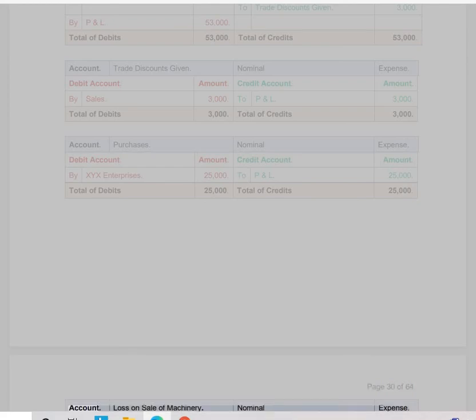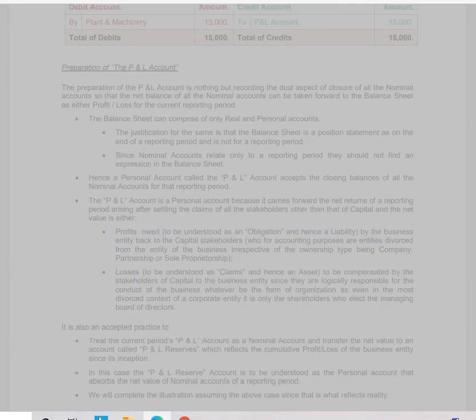Account: Loss on sale of machinery, nominal expense. Debit account, amount, credit account, amount. By plant and machinery, 15,000, to P&L account, 15,000. Total of debits 15,000. Total of credits 15,000. Preparation of the P&L account.